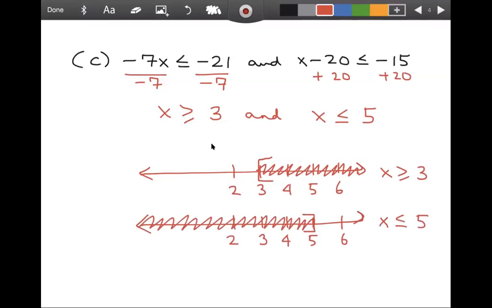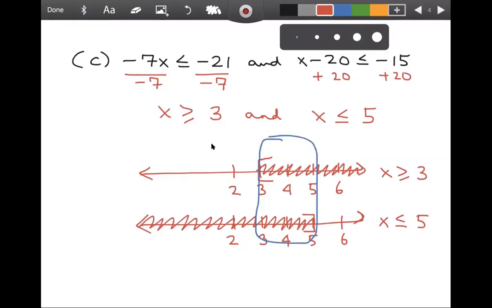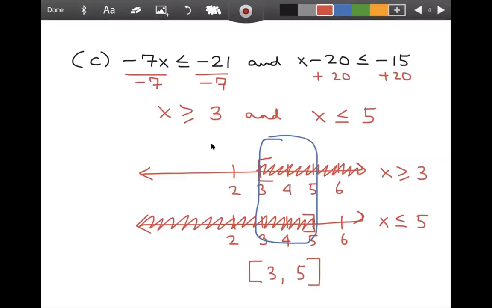All right, so where do those two sets overlap? Well, I think you can see where they overlap. They overlap everywhere between 3 and 5, including 3 and including 5. The numbers 3 and 5 are included in both of those sets. So the intersection would be all real numbers between 3 and 5 inclusive. All right, so in interval notation, that set is bracket 3, comma 5, bracket. All real numbers between 3 and 5 inclusive make both of those simple inequalities true.